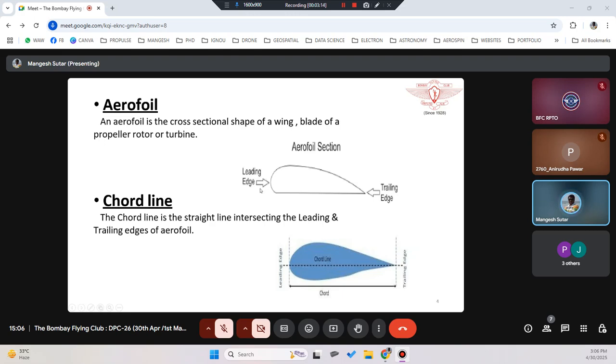Now if we draw a line from the leading edge to the trailing edge, the chord line is a straight line intersecting the leading and the trailing edge of the airfoil. That is called the chord line. So if you see from here, from the leading edge till the trailing edge, we draw a straight line. The straight line is called the chord line. This is important when we see the angle of attack.